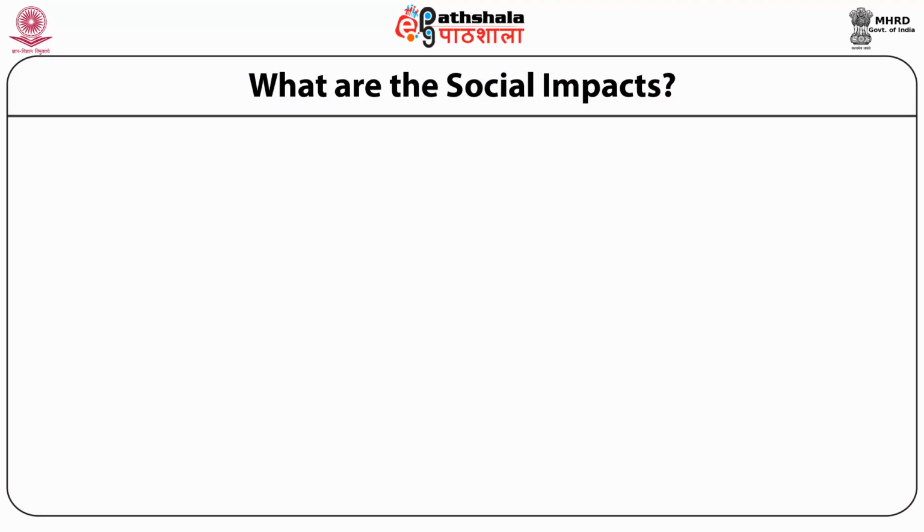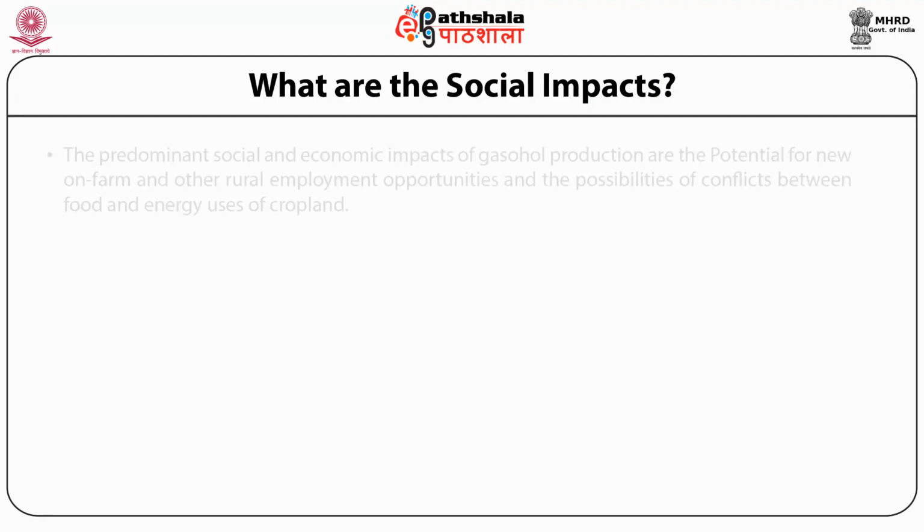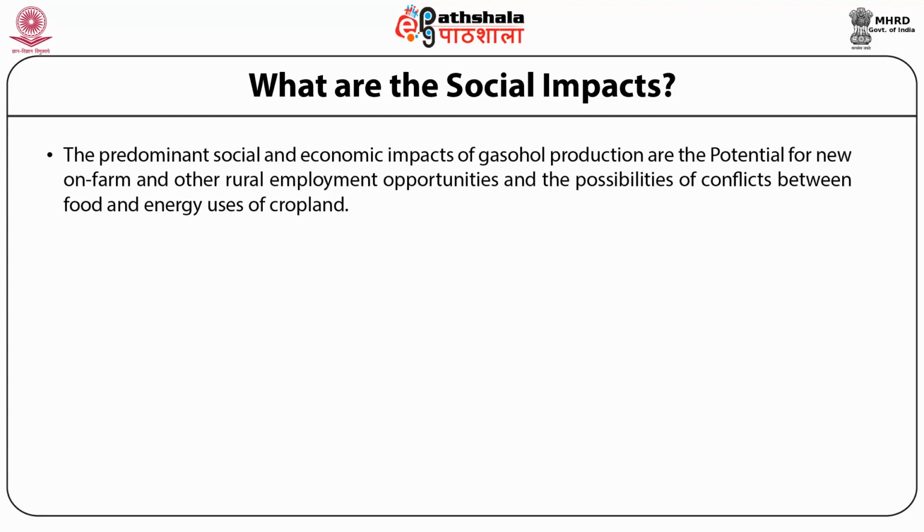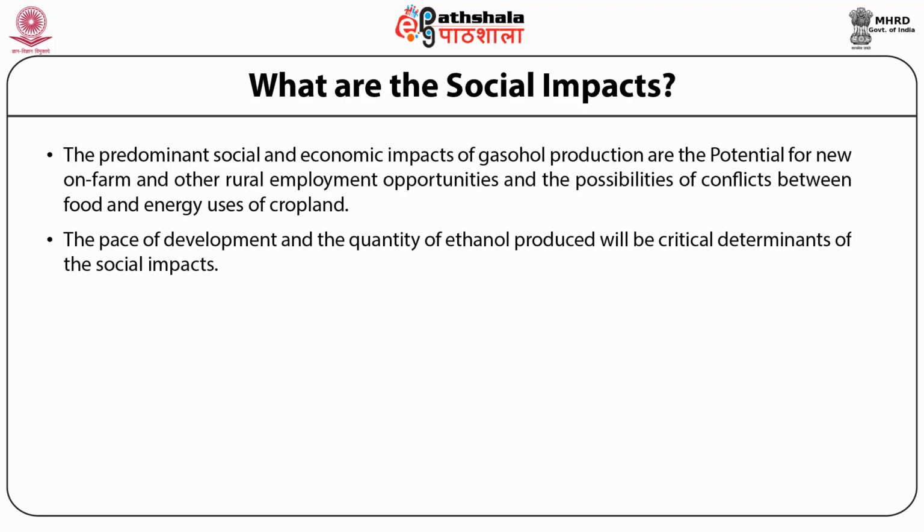So now we will discuss what the social impacts of using gasohol as a fuel are. The predominant social and economic impacts of gasohol production are: first, the potential for new on-farm and other rural employment opportunities, and the possibilities of conflicts between food and energy uses of cropland. The pace of development and the quality of ethanol produced will be critical determinants of the social impacts.